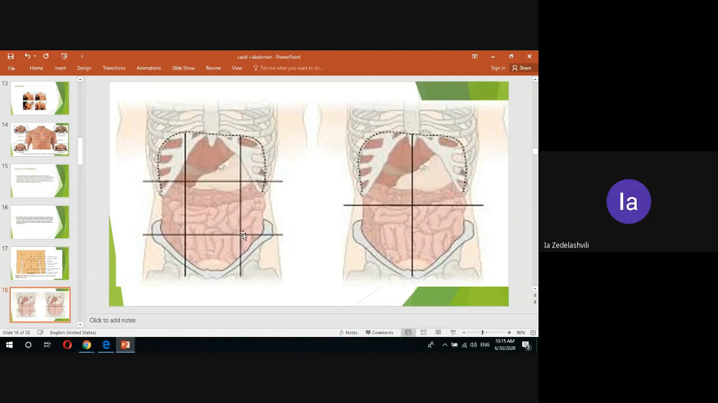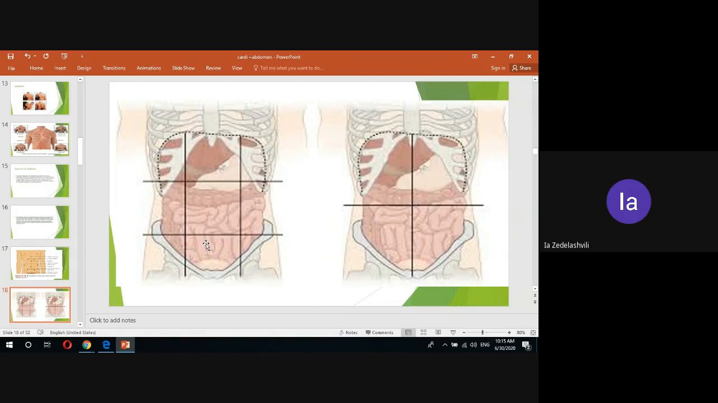So how do we divide it? Everything that is inside, we cannot see. We cannot see the liver, the stomach, the intestine, the kidney, or the spleen. All these portions are covered with soft tissues like subcutaneous fat, muscle, and skin, but they are inside.